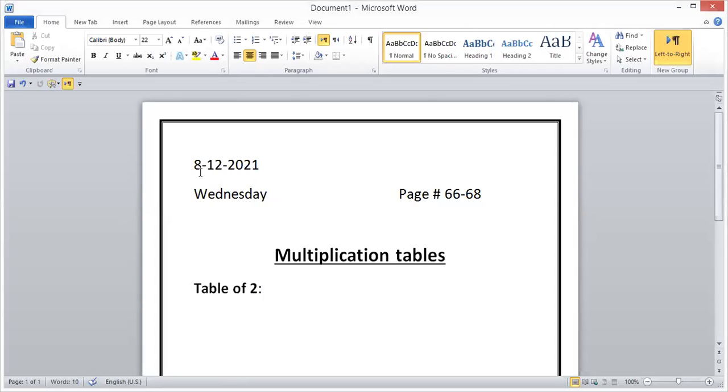In the notebook, guys, write the date. Today is 8 December 2021 and the day is Wednesday. Page numbers are from 66 to 68. The main heading is multiplication tables and the side heading is table of 2. We are going to write the table of 2, and with writing, we will try to learn the table of 2 as well. So start writing the heading, the date, the day, and the page number.